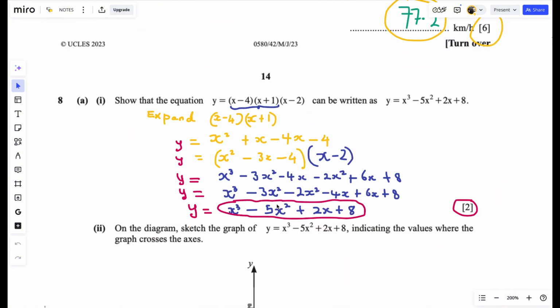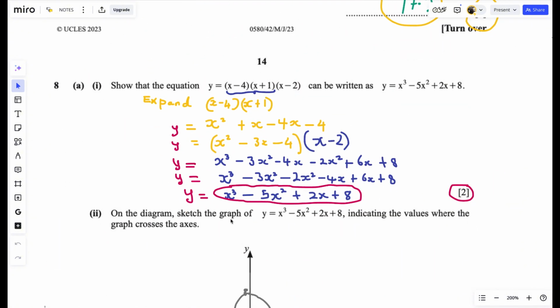Now the first question in Part 3 is question 8a, Roman numeral 1. It says, show that the equation y = (x - 4)(x + 1)(x - 2) can be written as this. So we should show that it can be written as this. There's no big deal about this.